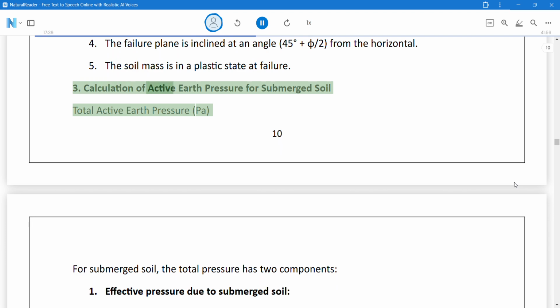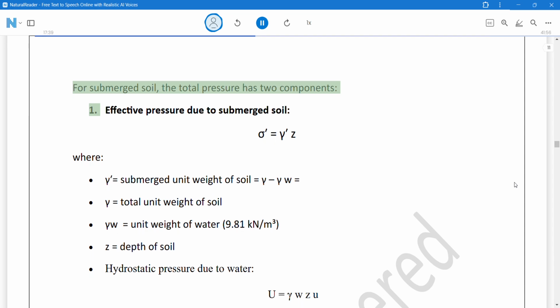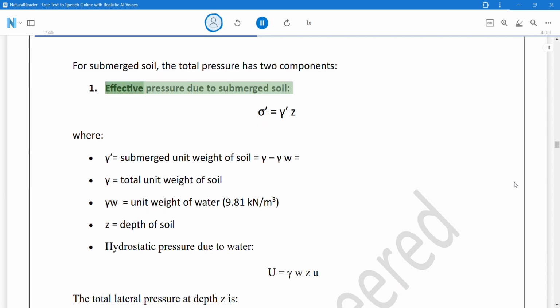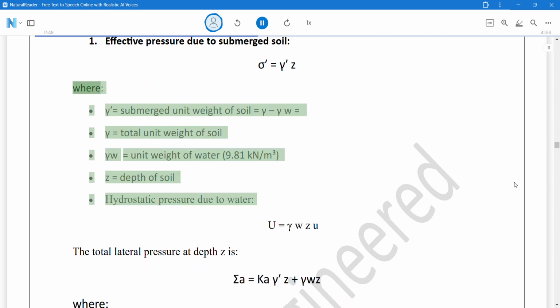3. Calculation of active earth pressure for submerged soil. Total active earth pressure. For submerged soil, the total pressure has 2 components. 1. Effective pressure due to submerged soil: sigma equals gamma' z, where gamma' equals the submerged unit weight of soil, equals gamma minus gamma W, where gamma equals the total unit weight of soil, gamma W equals the unit weight of water, and z equals the depth of soil.